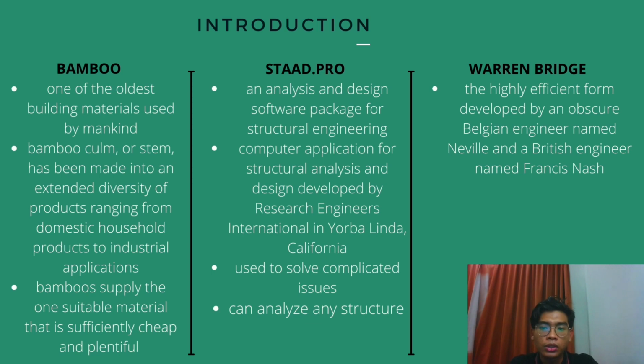Since it is abundant and cheap, bamboo should be used to its fullest extent. Second is StepPro. StepPro is an analysis and design software package for structural engineering. This manual is intended to guide users who are new to this software as well as experienced users who want specific information on the basics of using the program.